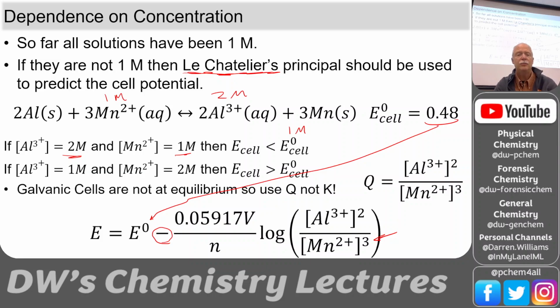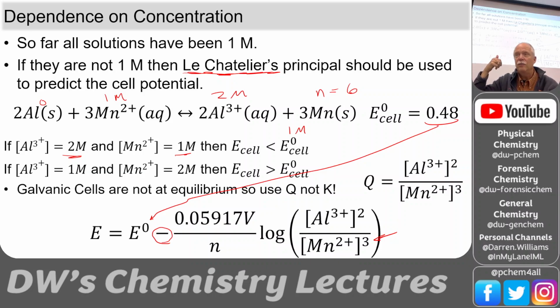Now, in this reaction, it's pretty easy. So we're looking at how many charges, how many electrons are moved. So this went from 0 to 2 times 3 plus. So 6 electrons have come off the aluminum and gone onto the manganese. Here's 3 times 2. So 6 electrons, so N would equal 6. So it's easy in some situations to know what N is.